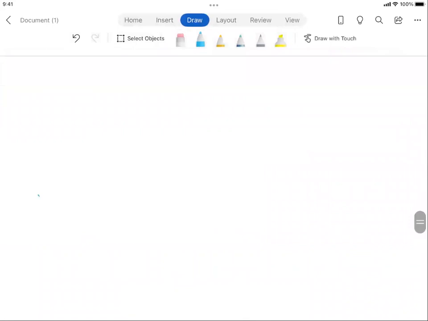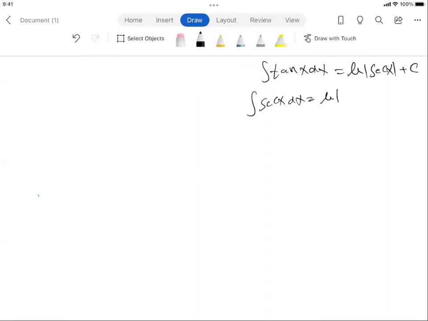Okay, let's write the two formulas that we just derived on the side so that we can use them and have them handy. The integral of tangent becomes natural log of secant of x plus c, and the integral of secant of x dx is natural log of secant of x plus tangent of x plus c.